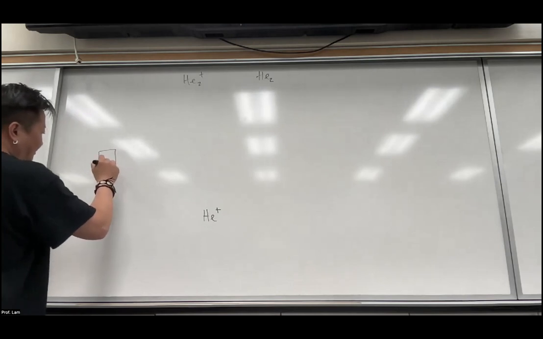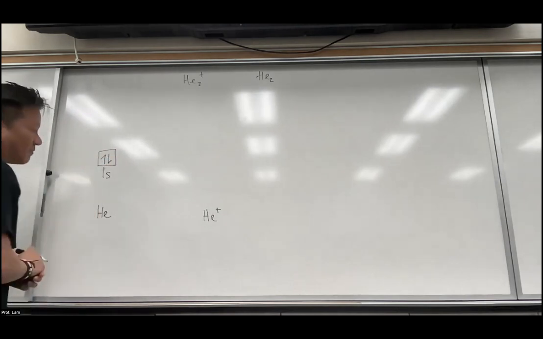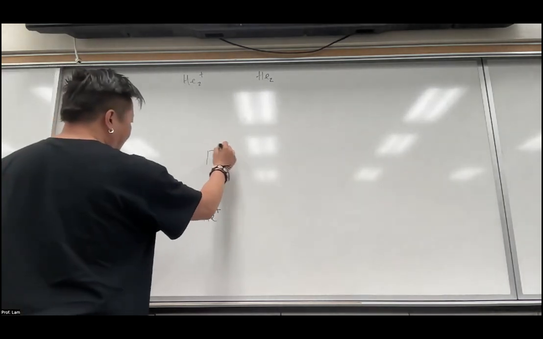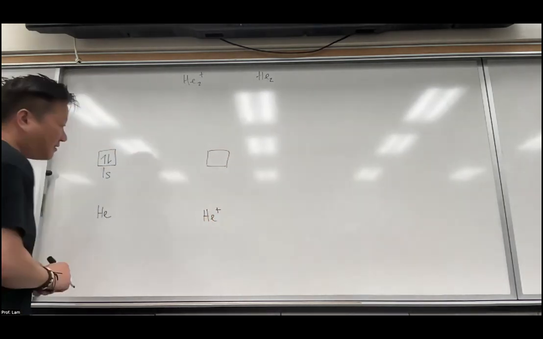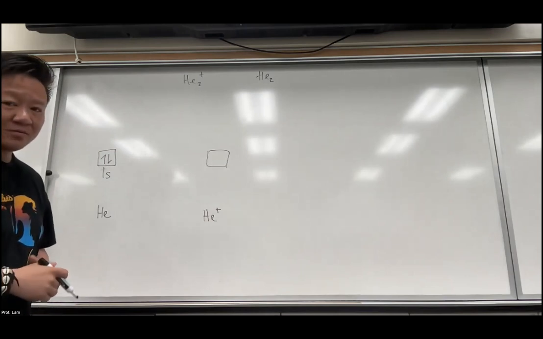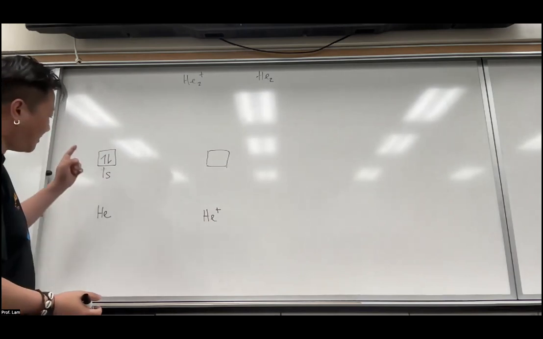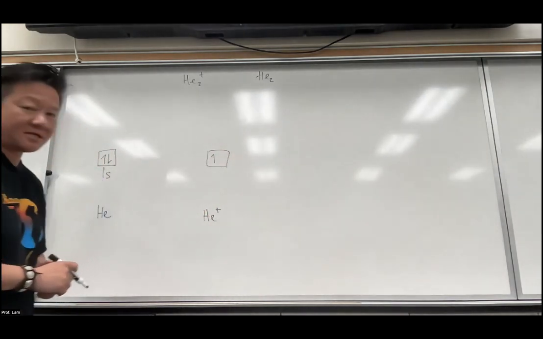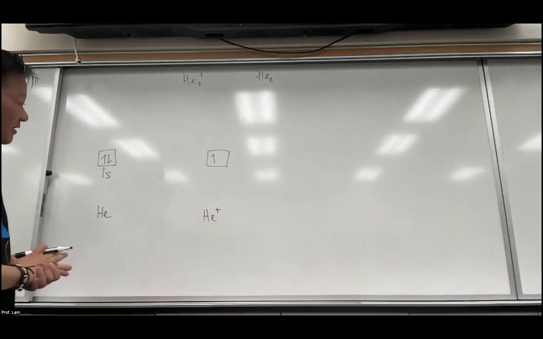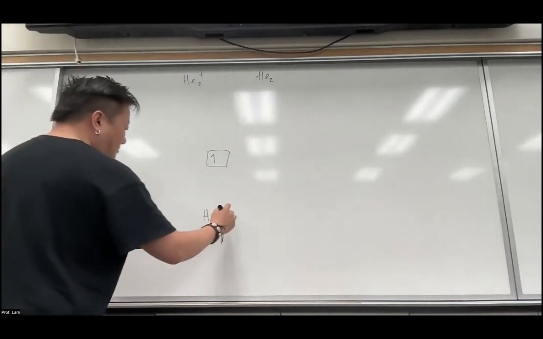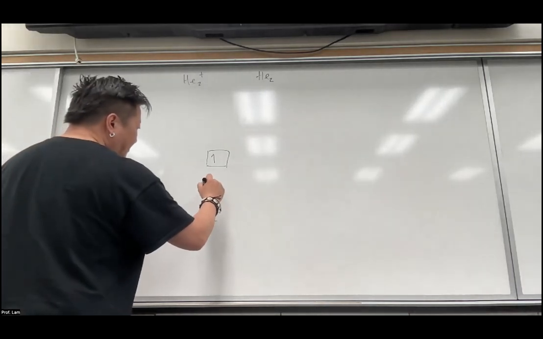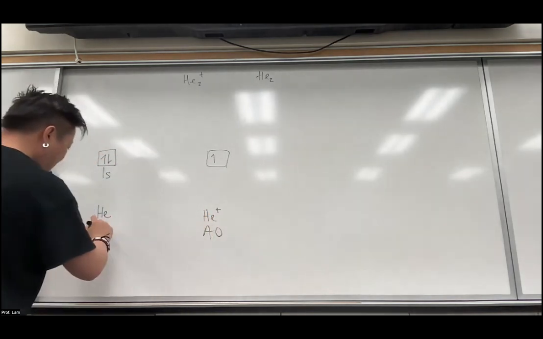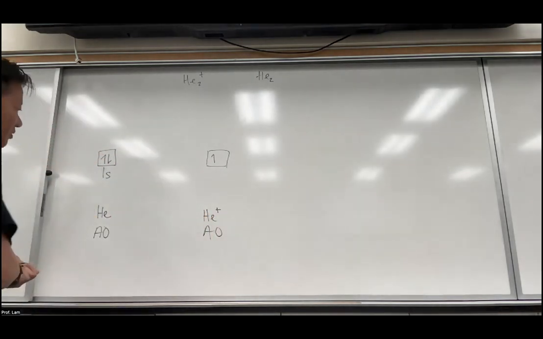It's 1s2, right? Okay. And then He cation is He missing an electron. So He is normally 2 electrons. Now it's missing one, it just has one inside. Okay. So these are the atomic orbitals. You can say these are the AOs, He plus atomic orbitals. Here are the helium atomic orbitals.